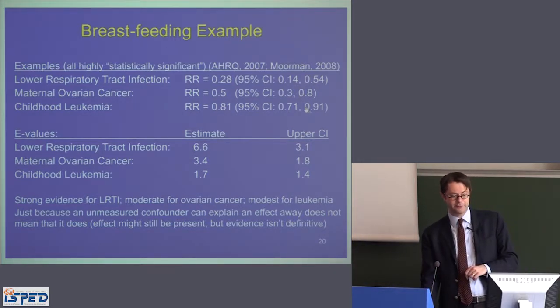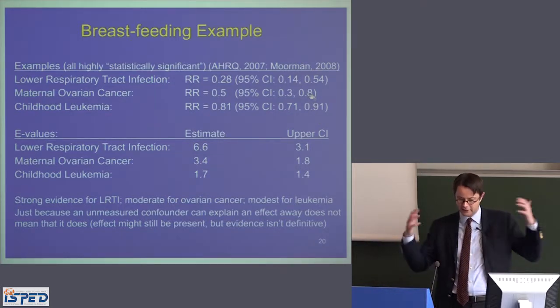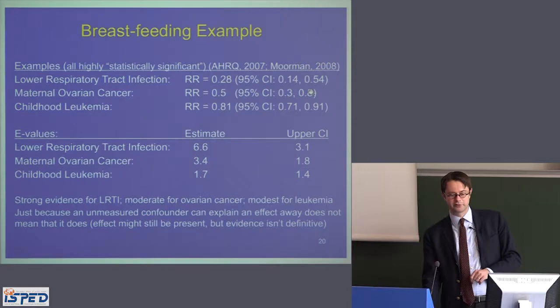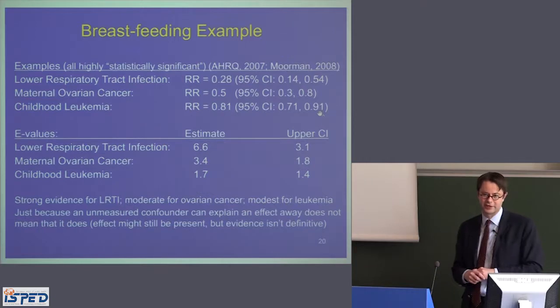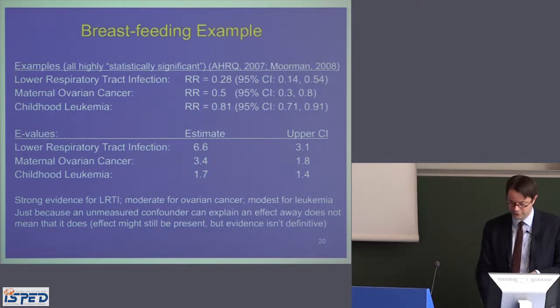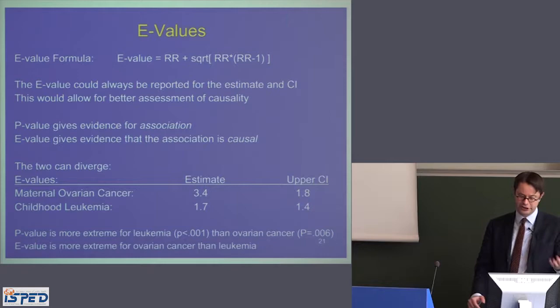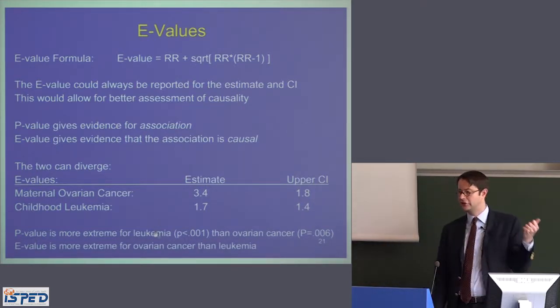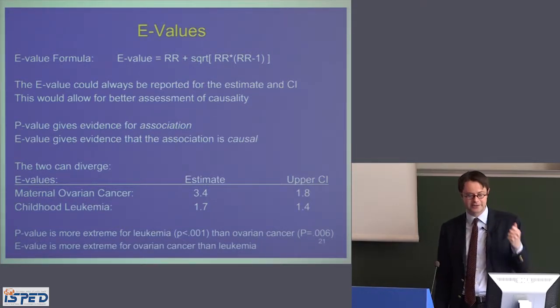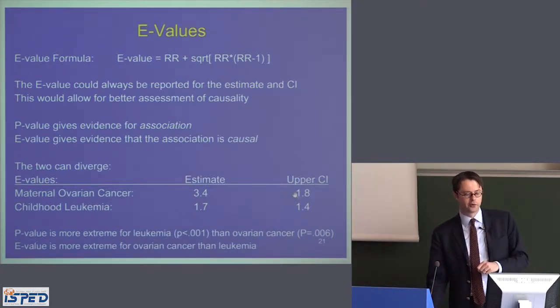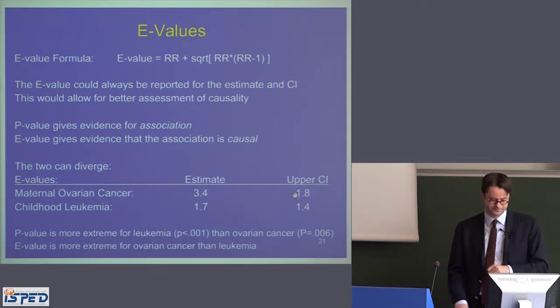And so the p-value is more extreme for childhood leukemia, but the e-value is more related to the magnitude of the estimate. So although we have a lot more uncertainty, much larger standard error, not as extreme a p-value for maternal ovarian cancer, that limit of the confidence interval is still farther from 1 than it was with childhood leukemia. So again, these measures can diverge. Here we would have stronger evidence for an association with childhood leukemia, but stronger evidence that that association was in fact causal for maternal ovarian cancer.